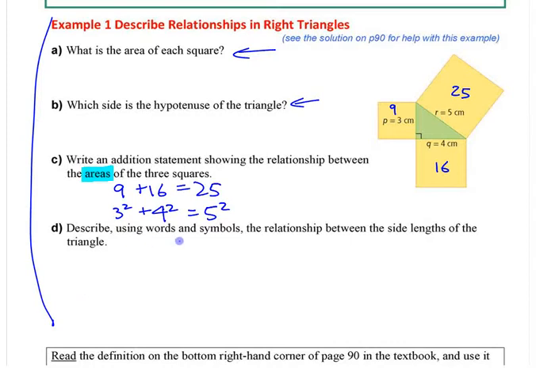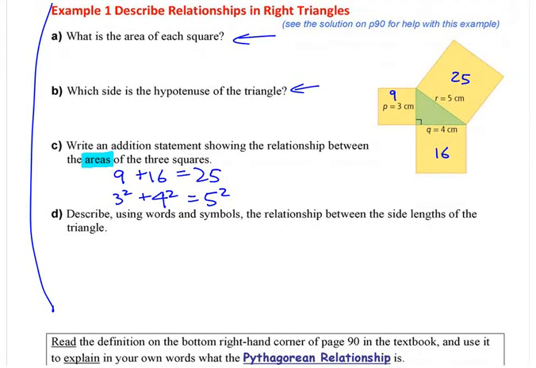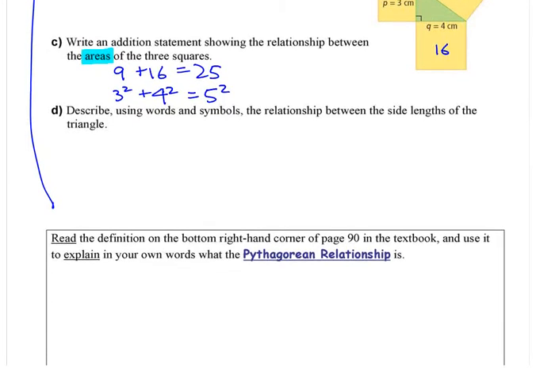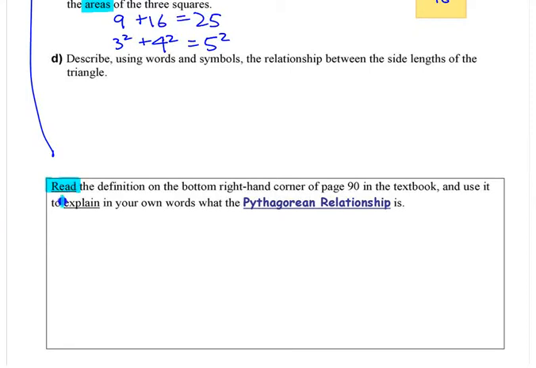And then it says describe using words and symbols the relationship between the side lengths. You can write it in words and say exactly what the Pythagorean relationship says. Or, if you square the lengths of the two smaller sides and add them together, you get the square of the length of the longer side. Or something like that in your own words. Okay? And then definitely read how it's worded in the textbook. It's worded a little differently than I wrote it for you on that web page. And use your own words to describe what that relationship is and make sure you understand it, okay?